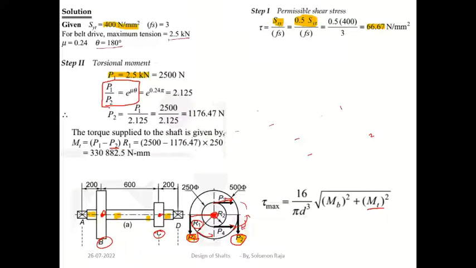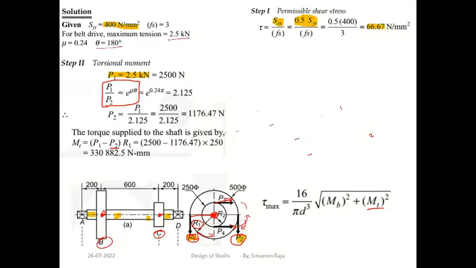I think in design of transmission elements or in DOM you might have studied these things, design of rope, design of belt. There you have these kinds of formulas. P1 by P2, where P1 is the tension on the tight side and P2 is the tension on the slack side, equals e power mu theta. Mu is the frictional coefficient, theta is the angle of wrap. Here the angle of wrap is 180 degrees. We cannot put the degree value directly, so I have to put it in radian format.